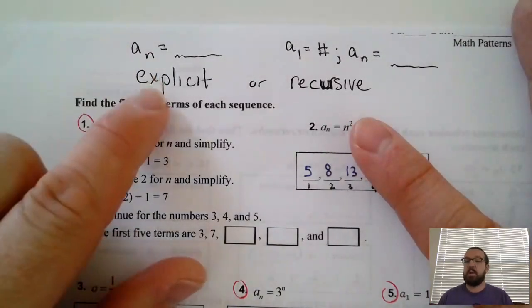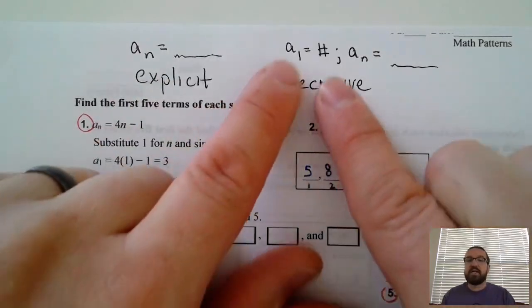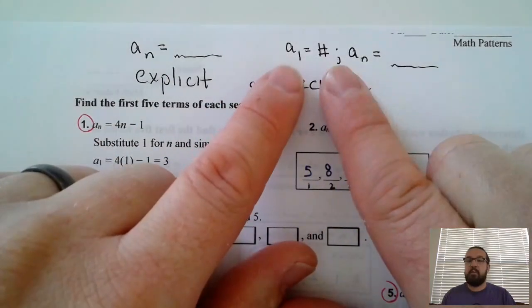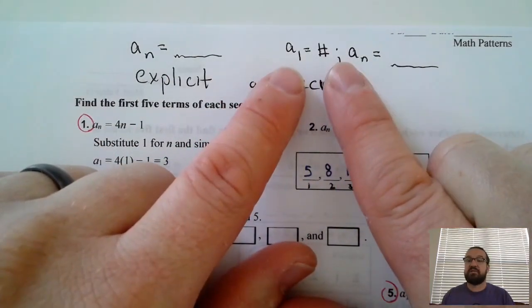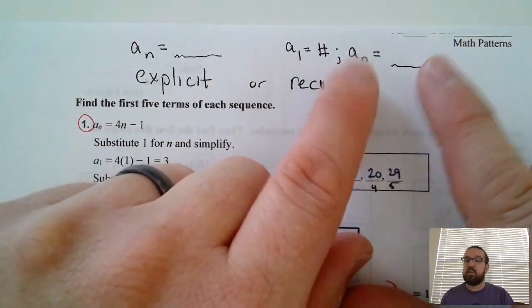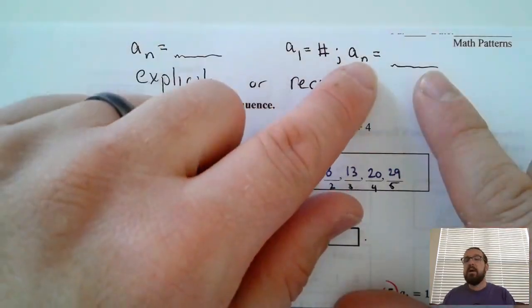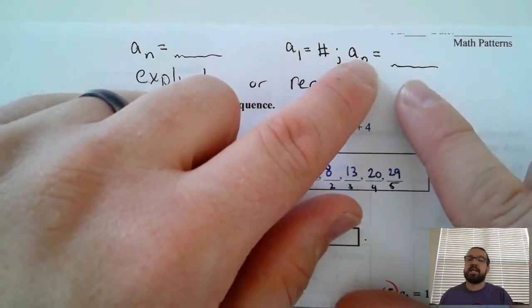Explicit only has one part to it, where recursive has two. The first part is this first term, a sub 1 equals a number. That's just the first part in the pattern. And then we'll talk more about this here in just a second when we get to the middle section, starting at number 7. But this part is how we're going to get to the next term in the pattern.